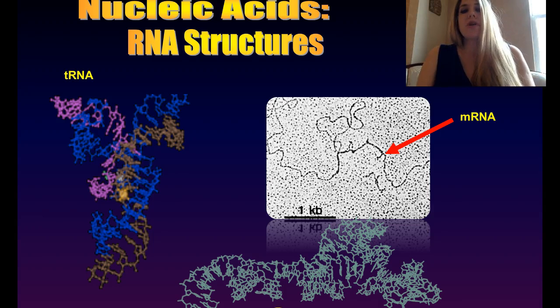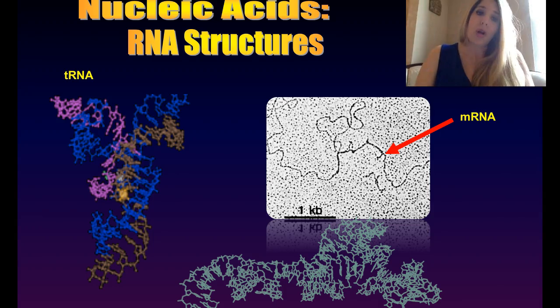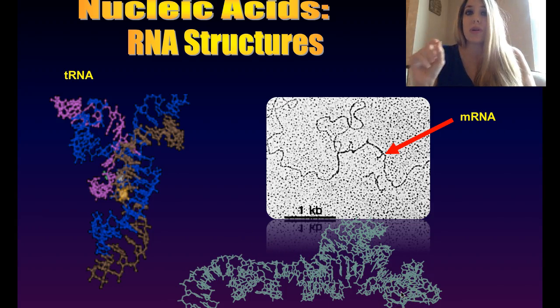And then the third type is called rRNA, or ribosomal RNA. It's a slightly different structure. And this is a major component of those little organelles called ribosomes that I mentioned before. So 3 types of RNA: messenger RNA, mRNA, transfer RNA, tRNA, and ribosomal RNA, rRNA.